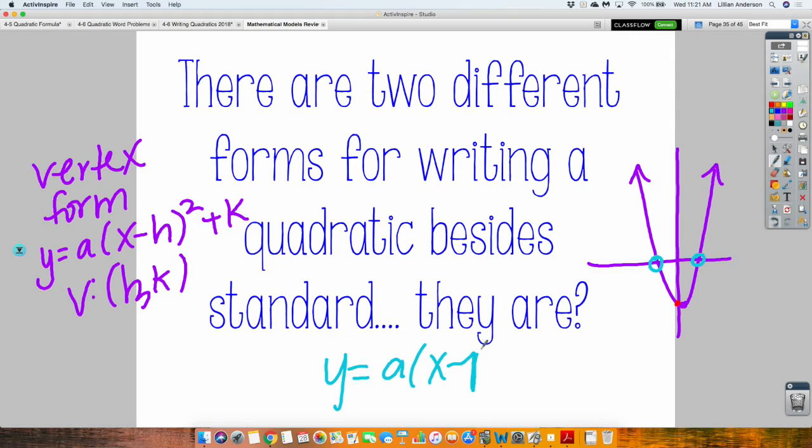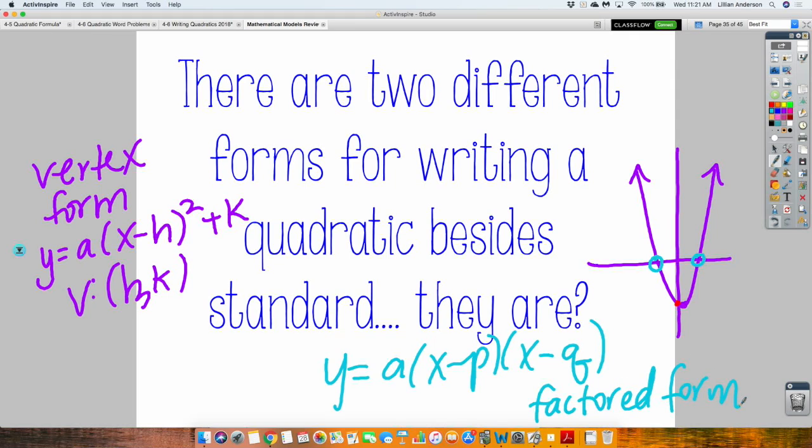X-intercept form. The x-intercept form gave us what our x-intercepts were. We went over this. (x minus p)(x minus q). That is called x-intercept, aka factored form. We went over all three of those when we were going over mathematical models for the very first time.